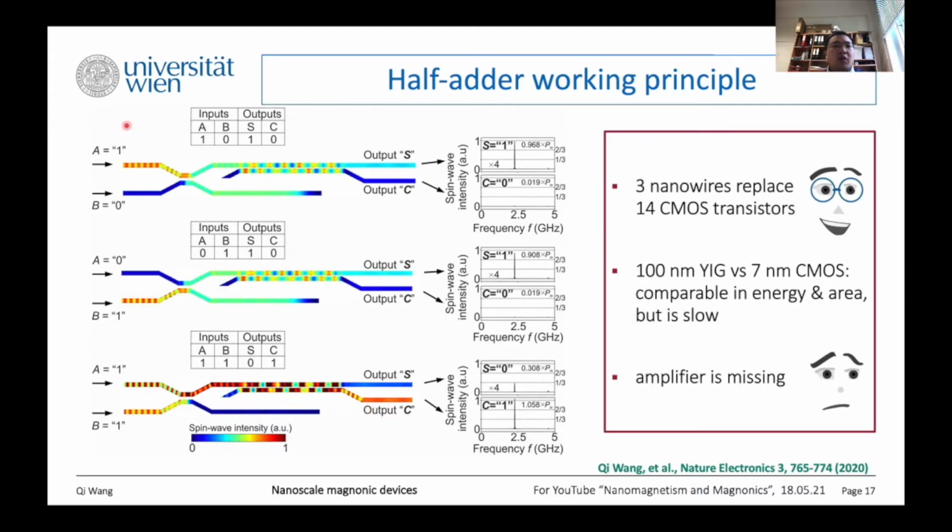So the input energy for directional coupler 2 increased, and finally the spin wave reached the output C. Here we only have 3 nanowires, which replace 14 CMOS transistors. The width of the waveguide is 100 nanometers, but the whole size is comparable to 7 nanometer CMOS technology. The energy consumption is also comparable, but it's slow. In order to connect to the next half adder, we must bring the energy of the output to the same level as the input. So the amplifier is still missing.